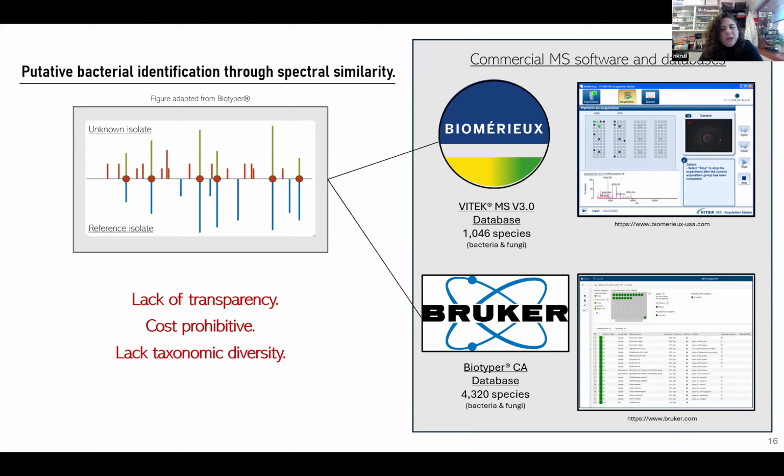However, for the broader research community, these systems are proprietary, so they lack transparency. The exact metrics used to assign similarity in the scoring systems are held quite close to the chest. Cost prohibitive as well. While hospital systems might have the budget to spend the roughly $40,000 it takes to acquire the database and the software, many research labs don't have that ability. And finally, there is a lack of taxonomic diversity, with the exception of some groups adding environmental bacteria. Most of the spectra that you find within these databases are focused on human pathogens, since this is focused on clinical settings. Makes sense.